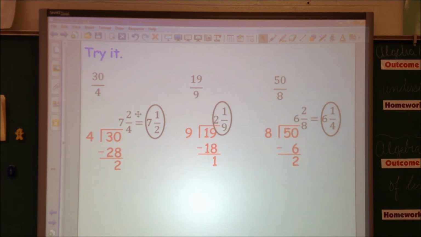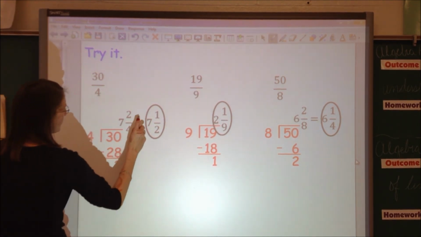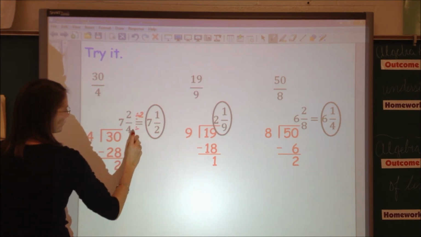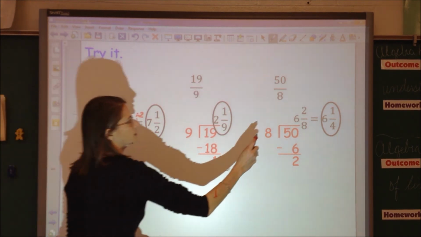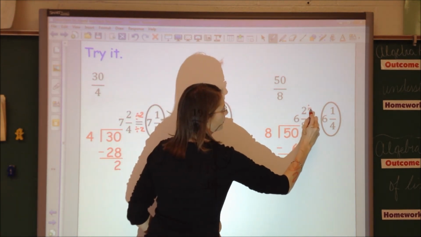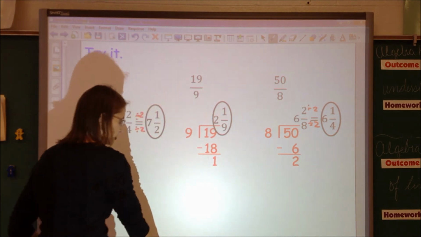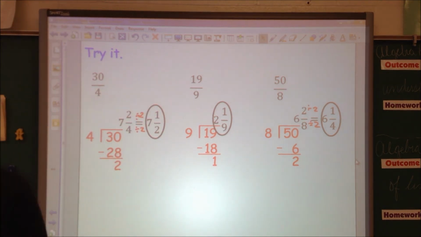And notice this one I had to simplify, and this one. They're both even numbers, so I had to divide both of them by 2. And then I did the same thing over here. Divided the numerator and denominator by 2. Did that magic one you learned about in 6th grade.